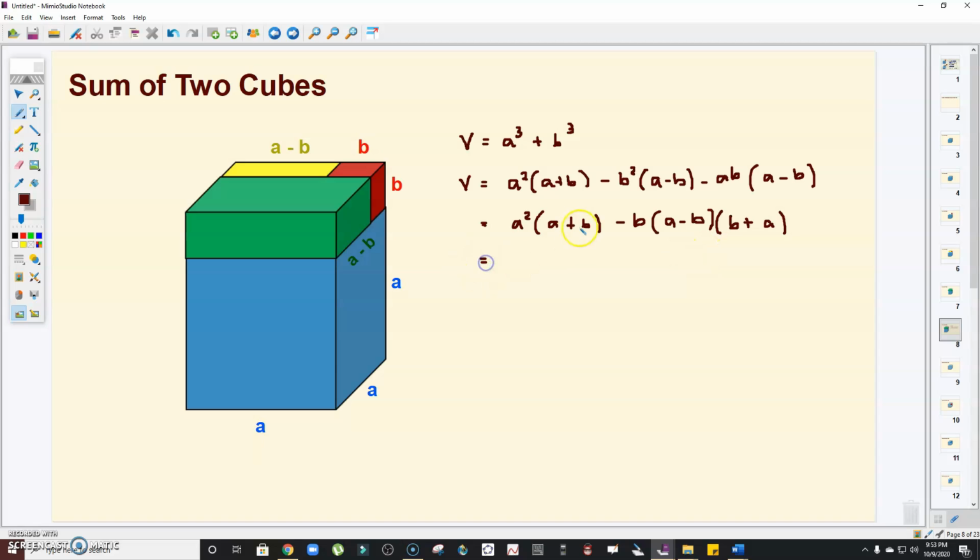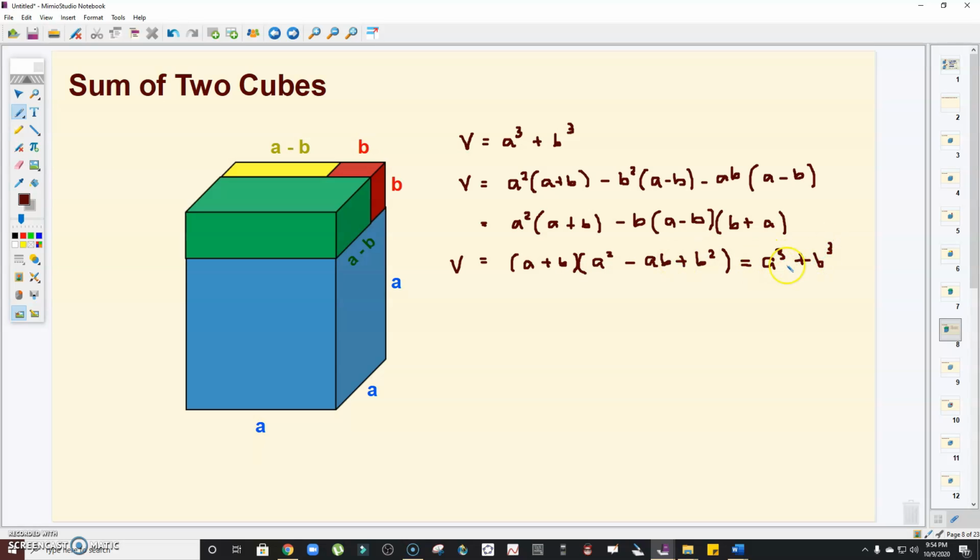Next, we can further factor out A plus B. By doing that, this one will become A plus B, while this one will become A squared. Then I multiply this, so that's negative AB. While this one, multiplied, will become positive B squared. Therefore, the volume of the entire solid, in connection with the sum of the volume of the two cubes, is A plus B times A squared minus AB plus B squared. So therefore, they are equal.